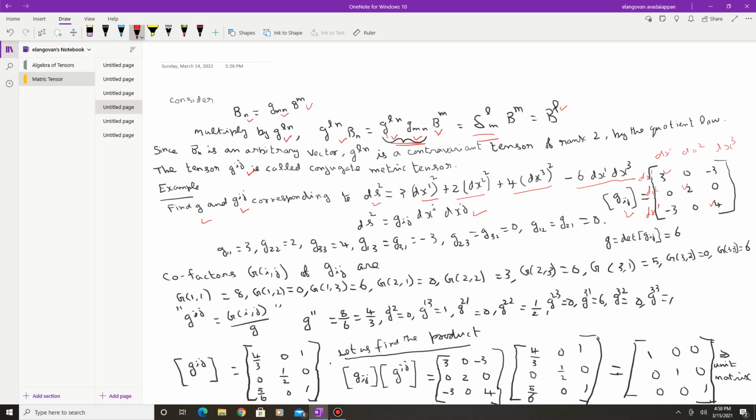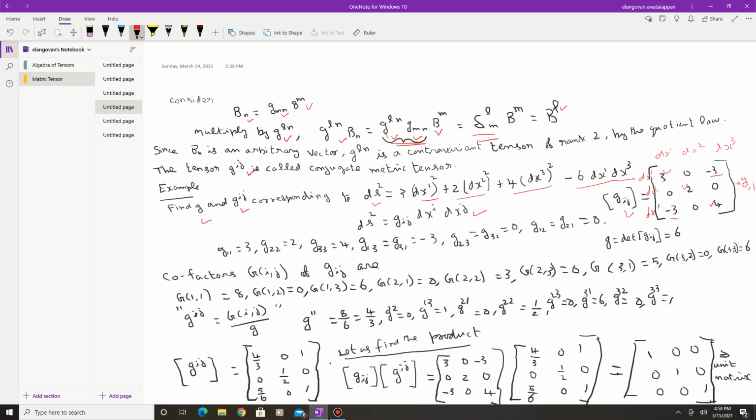Now the minus 6 dx1 dx3 can be split into two factors, minus 3 dx1 dx3 and minus 3 dx3 dx1. Therefore, since it is a symmetric matrix, this coefficient minus 6 is divided into two parts. One is minus 3 and here another minus 3 is here. So this is your matrix Gij.